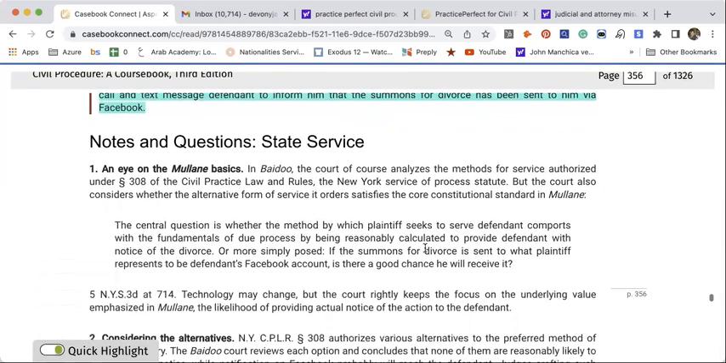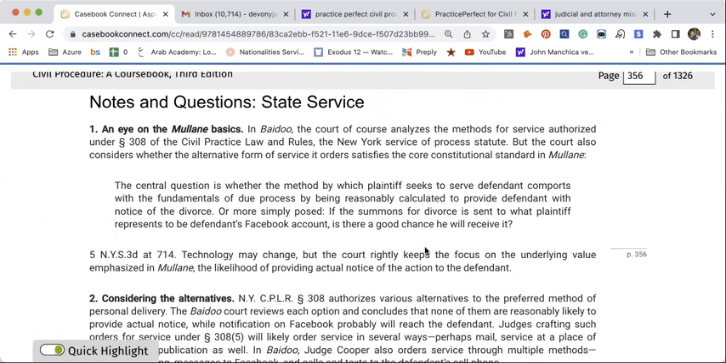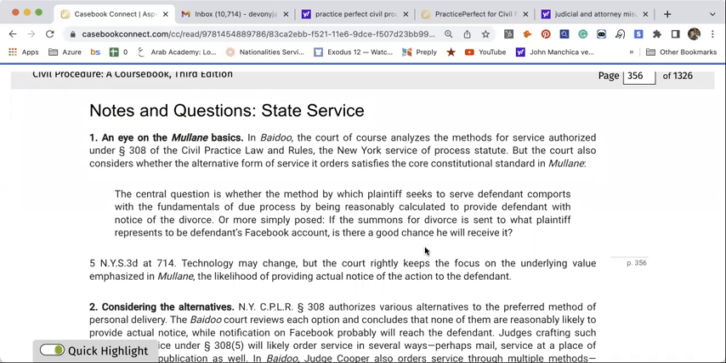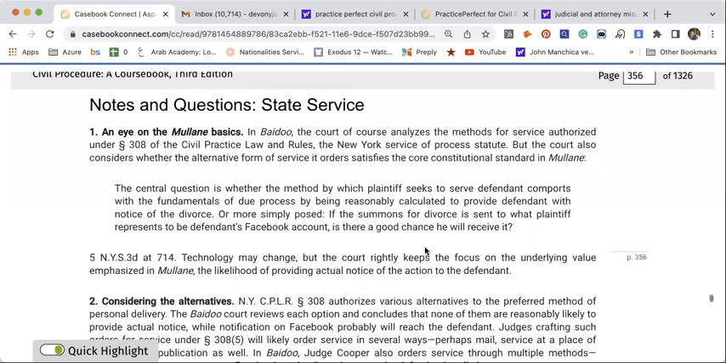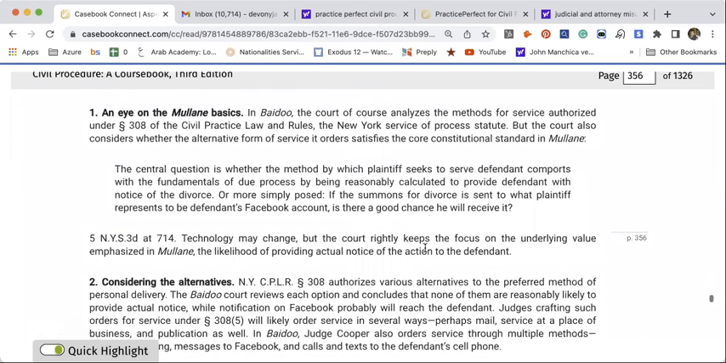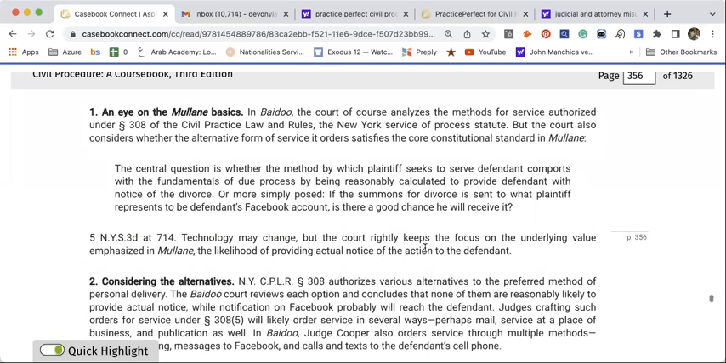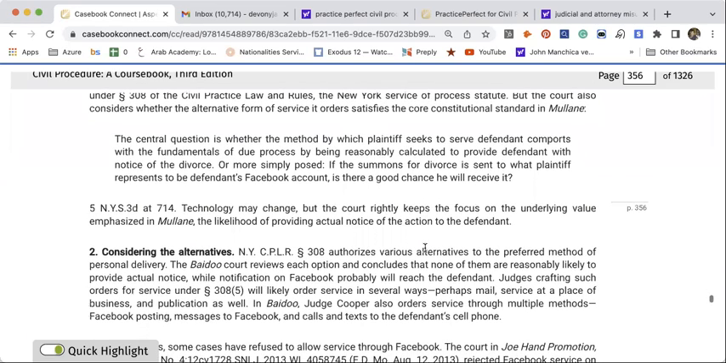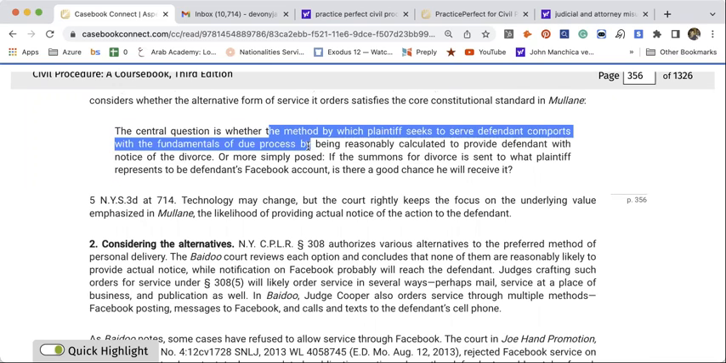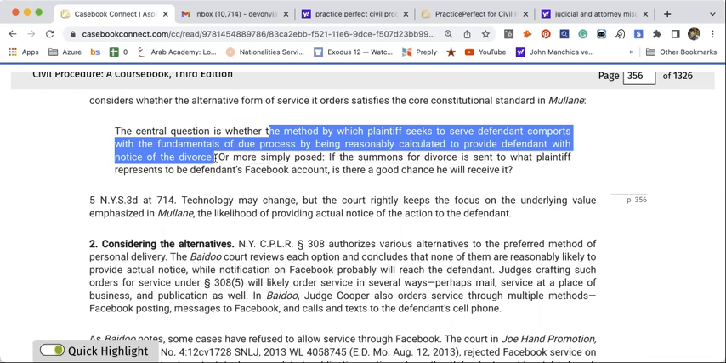Notice and service. In Baidoo, the court analyzes the methods for service authorized under Section 308 of the Civil Practice Law and Rules, the New York service of process statute, but the court also considers whether alternative forms of service satisfy core constitutional standards of Mullane. The central question is whether the method by which the plaintiff seeks to serve the defendant comports with the fundamentals of due process by being reasonably calculated to provide the defendant with notice of the divorce.